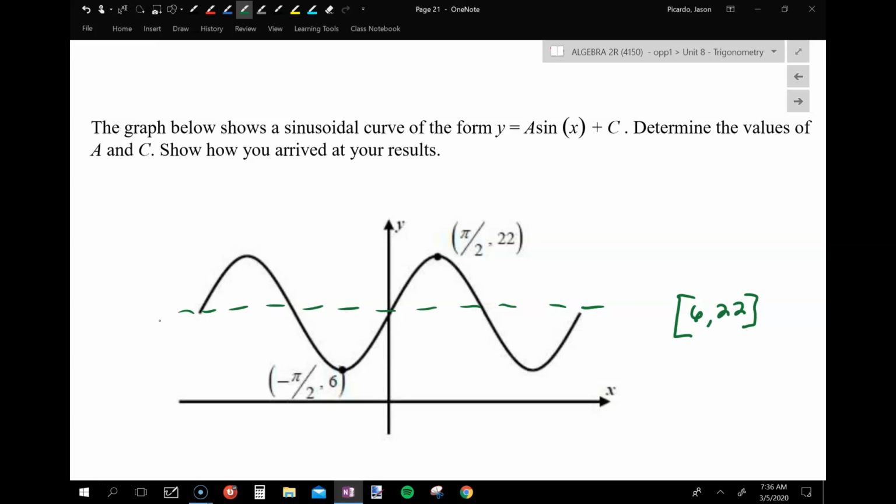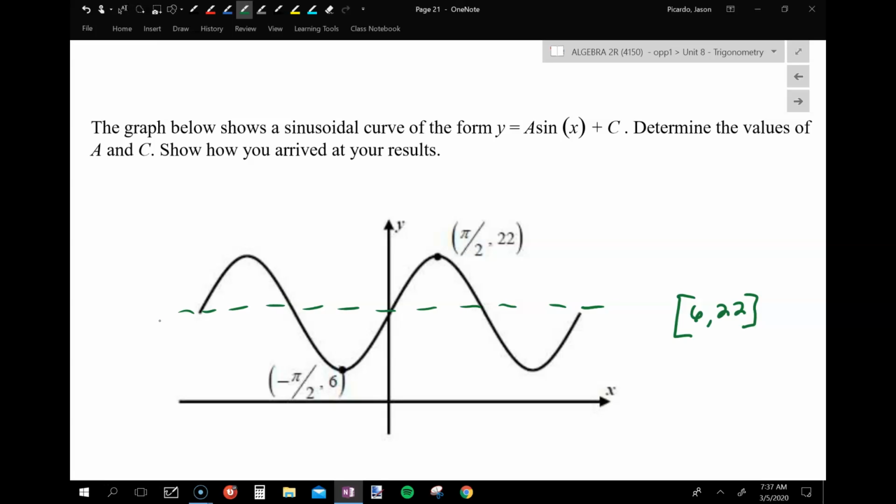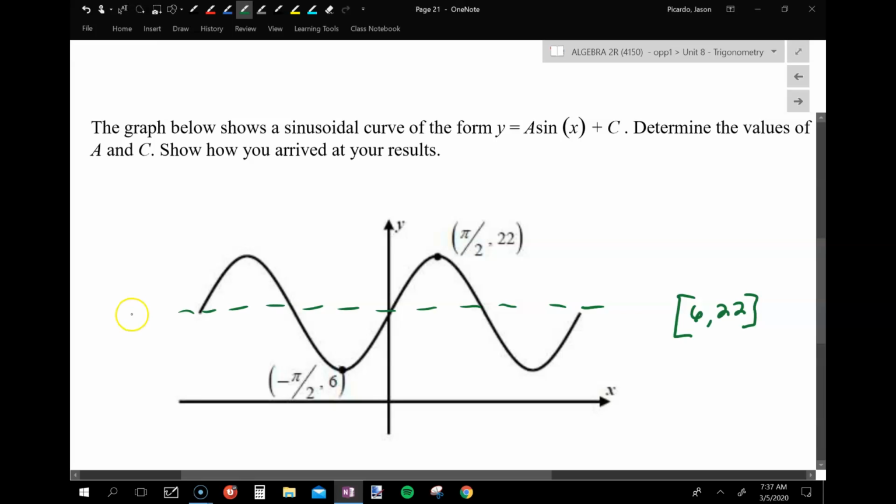Come on, I have almost 30 highly sophisticated brains in this room. If I got a low point of 6 and a high point of 22, where's my midline? Somewhere in the middle. 14. How'd you get 14? 22 plus 6 is 28, right? Half of 28 is 14. So he averaged them together.